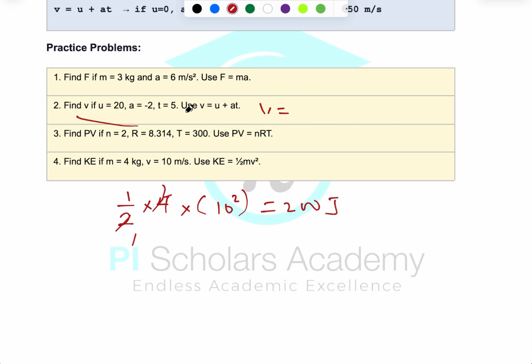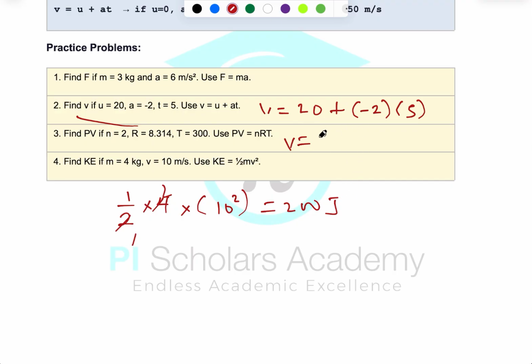So v equals, what's your u? U is 20. Plus, what is a? A is -2. So you can see the way I just applied that here. And what is your time? Your time is 5. I'm using brackets to separate so that I won't mix things up, especially in the case of this plus and minus place.